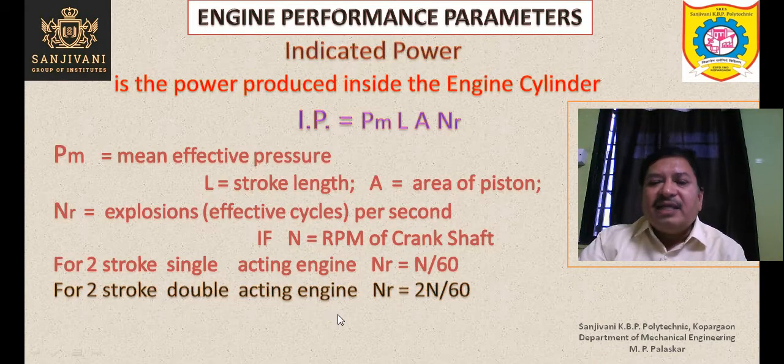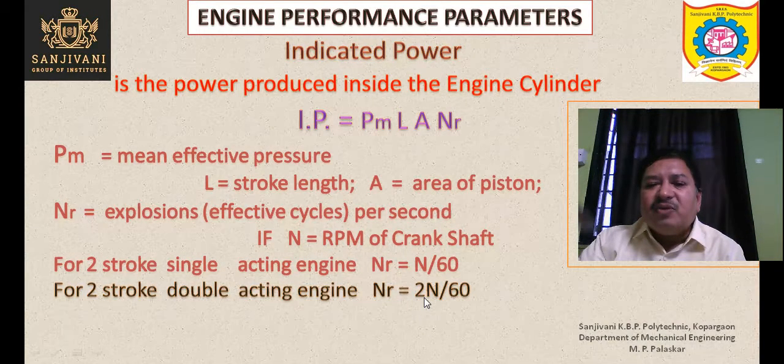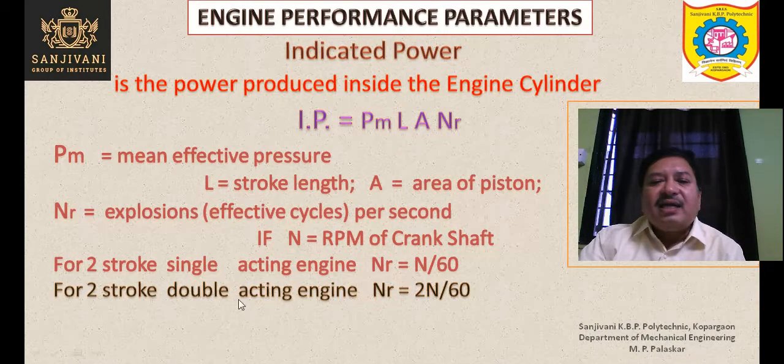So in a double acting engine you will find that the number of explosions are doubled as compared to the single acting engine. So we are multiplying this by 2. So the effective cycles, or the number of explosions, are twice the single acting engine. So in this case now NR is equal to 2N upon 60. So that is the value of NR in case of the 2-stroke double acting engine.